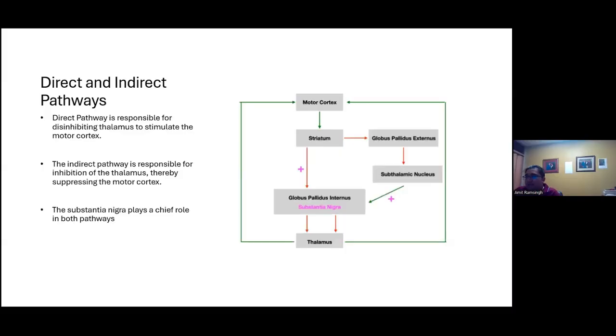So again, the direct pathway is responsible for the disinhibition of the thalamus, so as to stimulate the motor cortex. The indirect pathway is responsible for the inhibition of the thalamus, so it suppresses the motor cortex. And the substantia nigra plays quite a chief role in both of these pathways, along with all the other components. So that's it mainly for the basic structure and physiology of the basal ganglia. And now we're going to go into a bit more on how they relate to your different movement disorders.